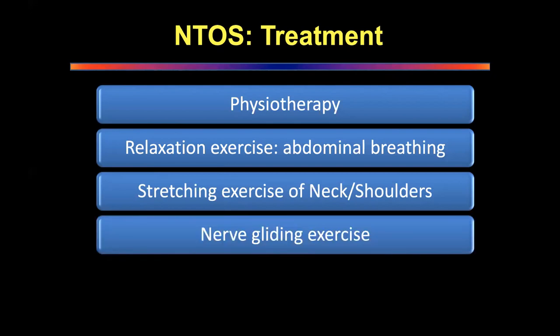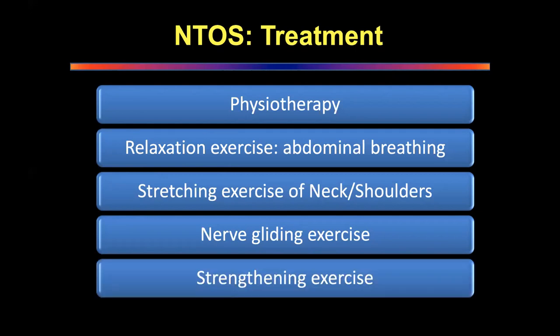You have to teach the patient what are called nerve gliding exercises. These are shoulder exercises which are specific for neurological thoracic outlet syndrome. And you've got to do strengthening exercises. The neck muscles have to be strengthened, the chest muscles have to be strengthened, so that they do not cause the thoracic cage to fall down and compress the neurovascular structures. So this is very, very important. 90% of patients will benefit from these things, and the symptoms may either go away or reduce dramatically, so much so that the patient may not want any surgical intervention.